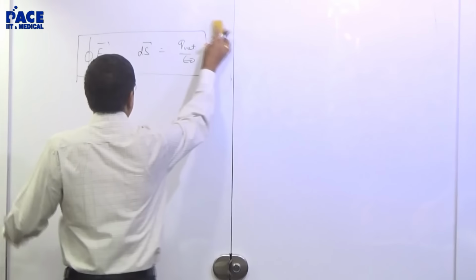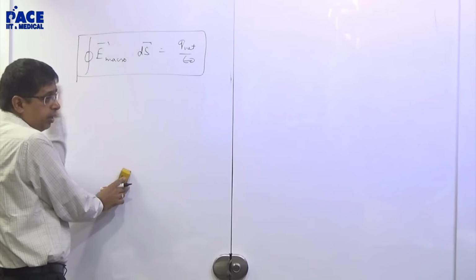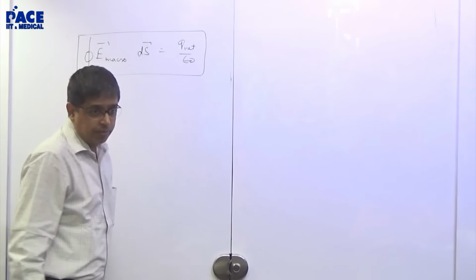Now, make a note of this. You need to make a note that closed integral E dot ds is equal to Q by epsilon.